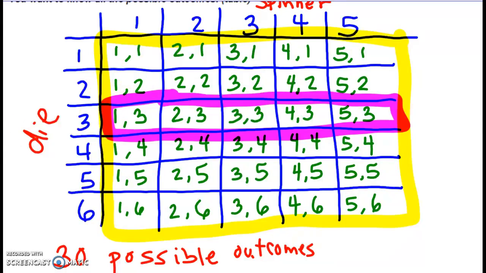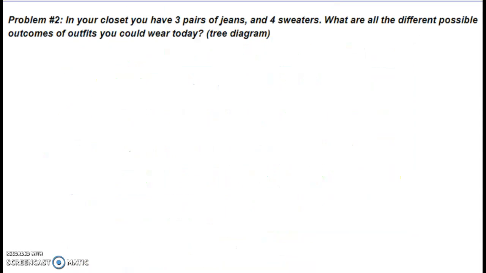And so you could be asked a lot of different questions after you've made a table of all of these events. One other way to organize your thoughts, different from a table, and in most cases you'll have the opportunity to choose how you want to arrange them, is what we call a tree diagram. So we're going to look at our next example, and this time, instead of a table, build a tree diagram. This is on the back of your notes. Problem number 2: in your closet you have 3 pairs of jeans and 4 sweaters. What are all the different possible outfits that you could wear today?